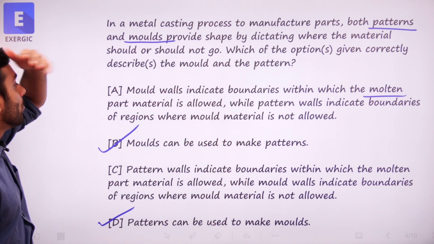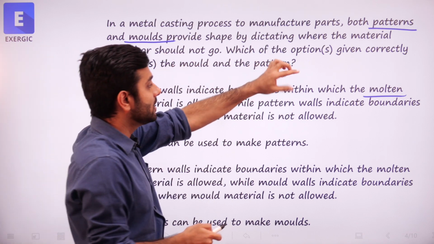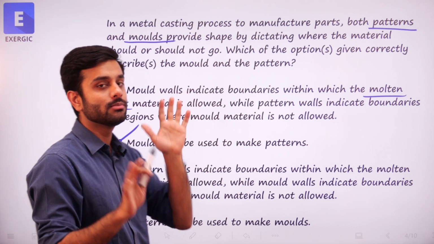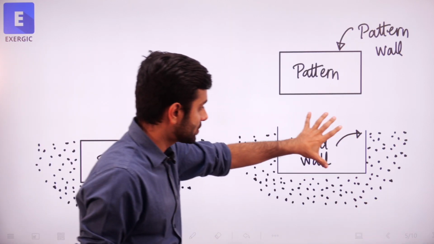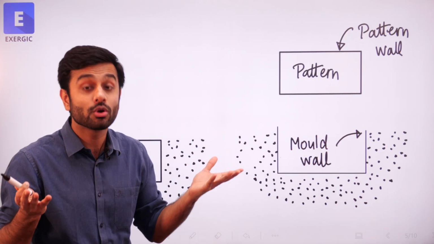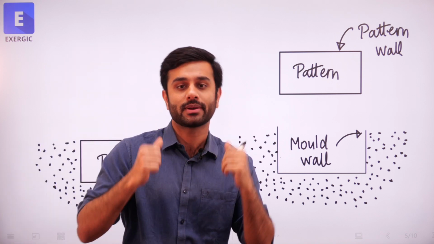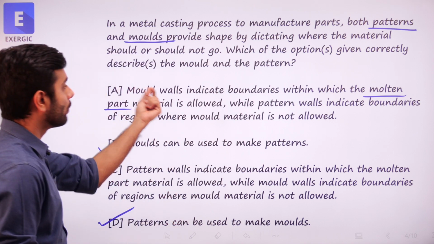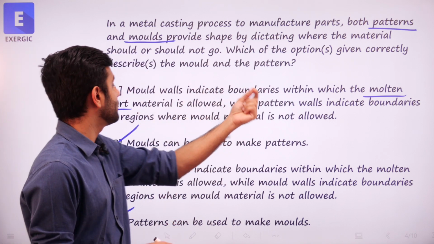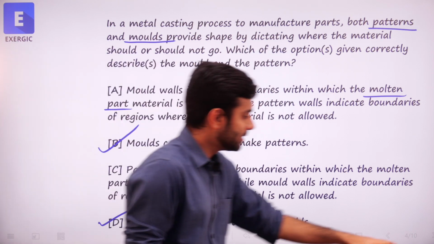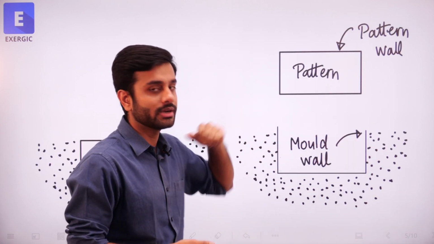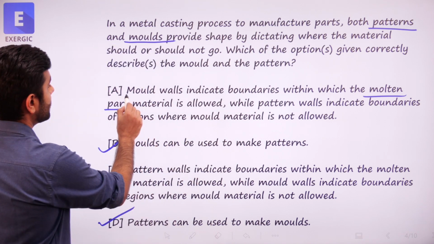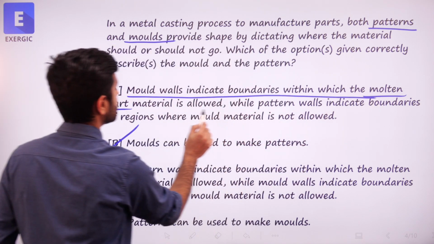Part A is saying mold wall indicates boundaries within which the molten material is allowed. It is talking firstly about the mold wall, means this is the situation which it is talking about. When will the mold wall be there? When the mold cavity is present, only then can we discuss the mold wall, right? So it is saying that mold wall indicates the boundary within which molten material is allowed. Obviously, this is the mold wall, you will pour the molten material here. So this is defining where molten material is allowed. So this first half definitely is correct.